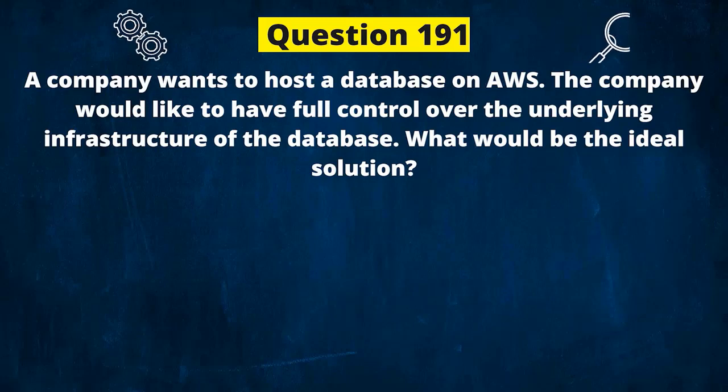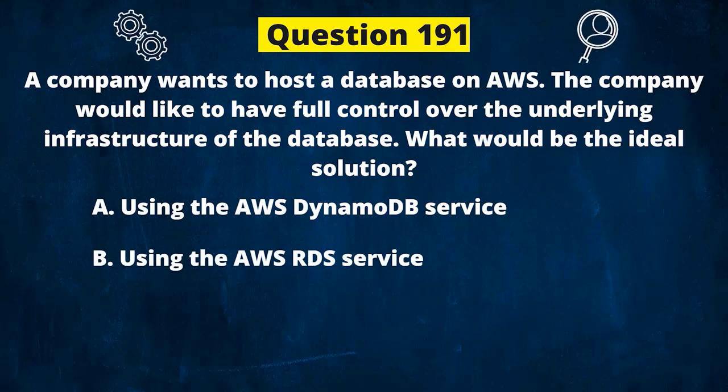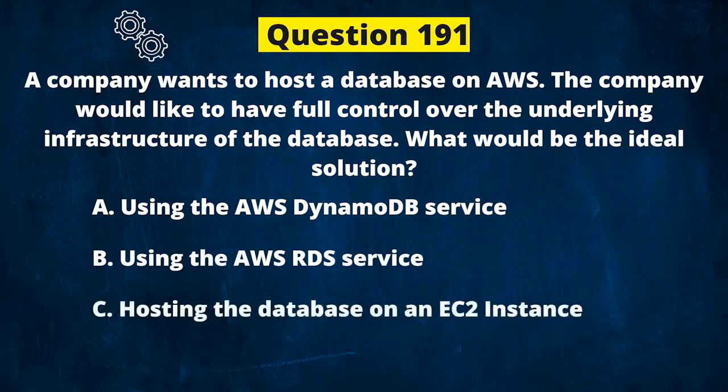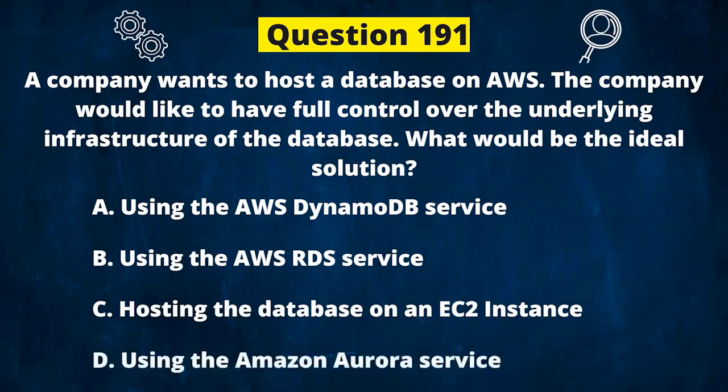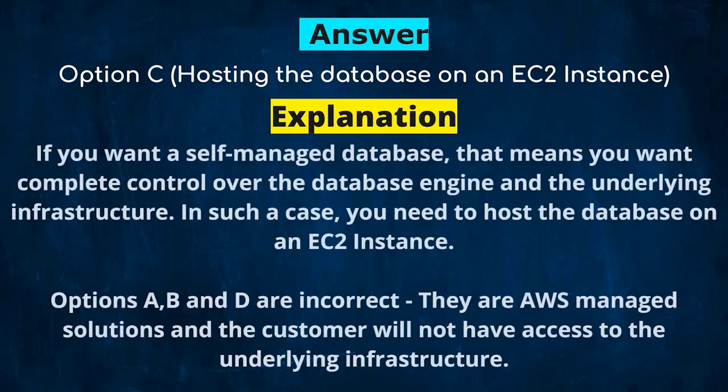And the options are A. Using the AWS DynamoDB service. B. Using the AWS RDS service. C. Hosting the database on an EC2 instance. D. Using the Amazon Aurora service. And the correct answer is option C. Hosting the database on an EC2 instance. Explanation. If you want a self-managed database, that means you want complete control over the database engine and the underlying infrastructure.